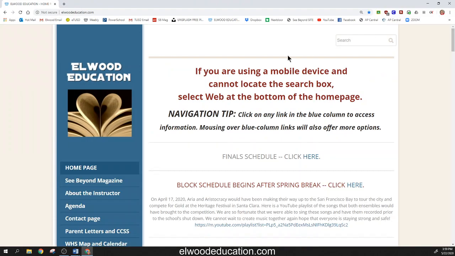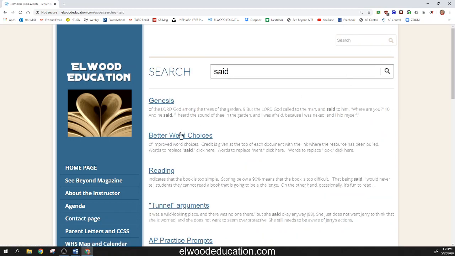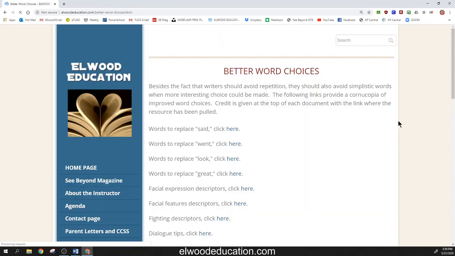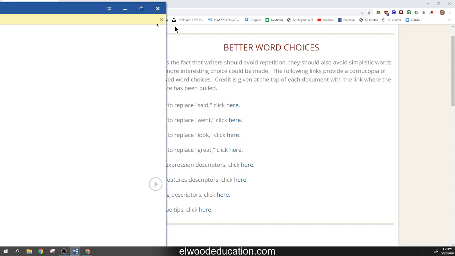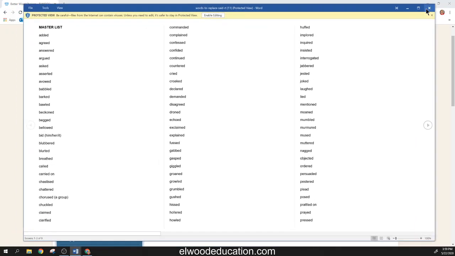So let's go to my website, elwoodeducation.com, and in the search bar, I'm going to type in the word said, and then we're going to go to better word choices. And you will get a whole bunch of offerings here that will help you learn how to vary your language. We'll just look at one of them. So we're going to look at words to replace said and bring that document up for you to look at. And this looks like this.